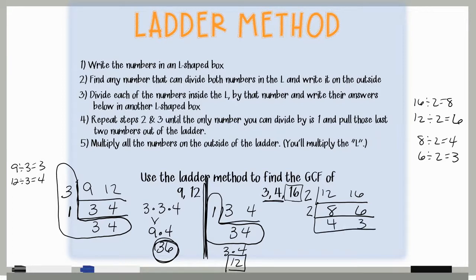And even though they're in a different order, still only going to have that common factor of 1. So I have 4 and 3 that I pull out, and then I'm going to multiply my L. Come off to the side, 2 times 2 times 4 times 3. So 2 times 2 is 4.